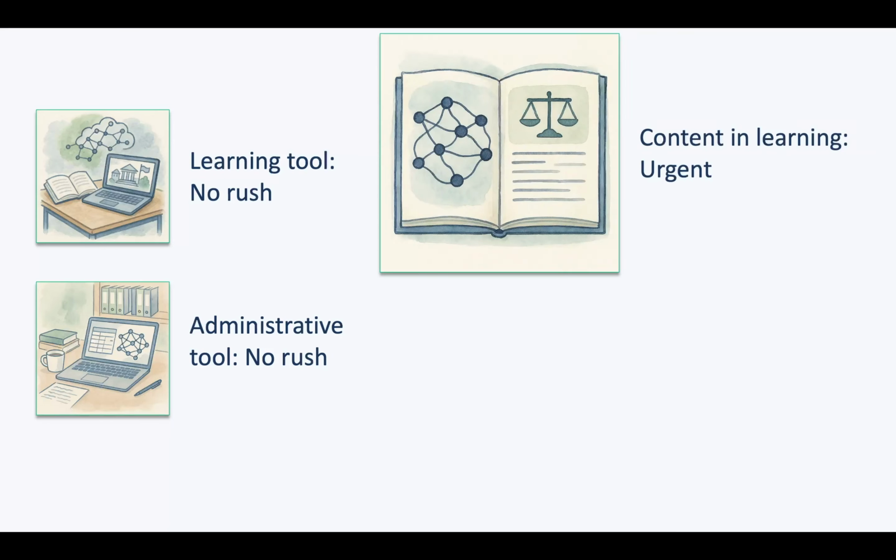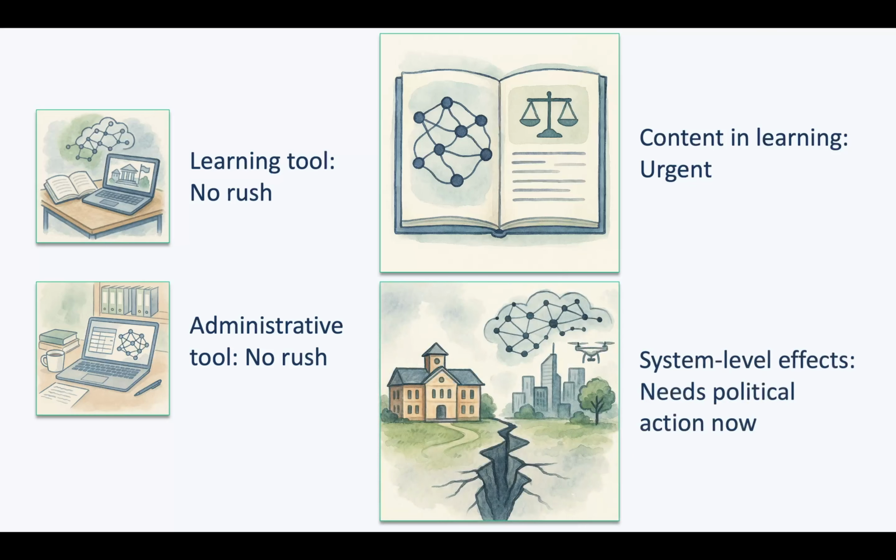Teaching students about AI, on the other hand, is urgent and is a big thing, and schools should act on this right now. And fourth, AI at the system level effects, is also urgent. At a political level, we need action right away, and foresight to look at how education might be affected by AI. Otherwise, we'll act too late.